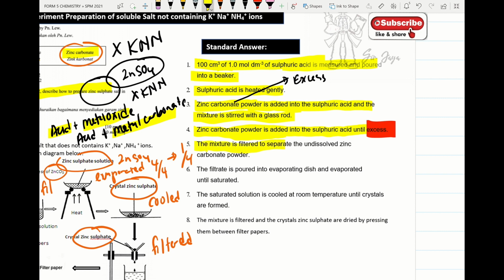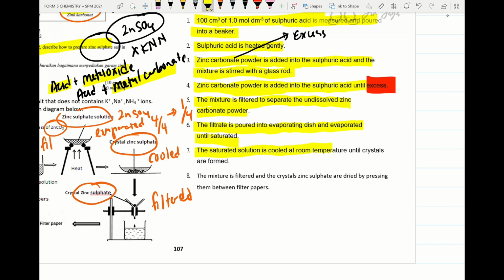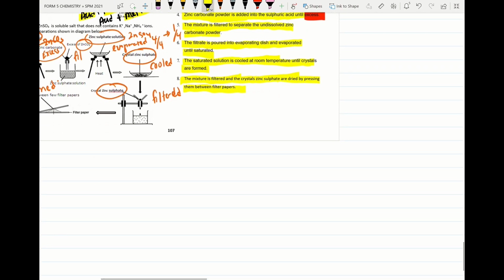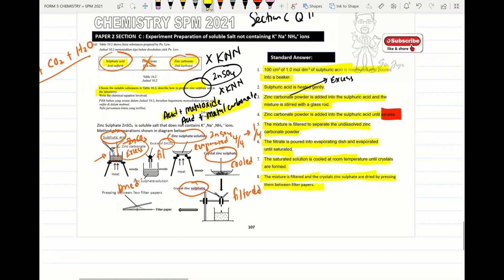The mixture is then filtered to separate the undissolved zinc carbonate powder. The filtrate is poured into an evaporating dish and evaporated until it turns saturated. The saturated zinc sulfate solution is allowed to cool at room temperature for crystallization. The mixture is filtered and the zinc sulfate crystals are dried by pressing between filter papers. Alright, so these are the essay questions that can come out for acids, bases and salts.